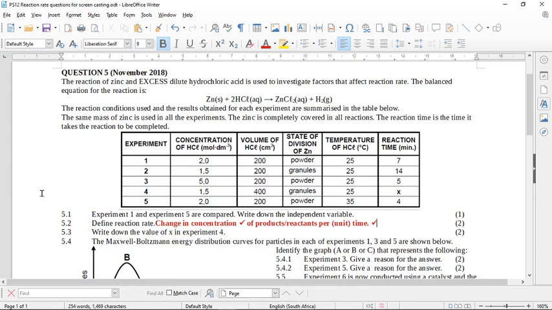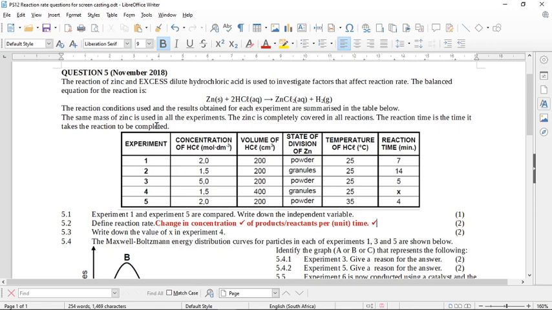Okay, let's look at question 5 from November 2018. This is a reaction rate question. The reaction of zinc and excess dilute hydrochloric acid is used to investigate factors that affect reaction rate. The balanced equation for the reaction is zinc plus 2 hydrochloric acid goes to zinc chloride plus hydrogen gas. The reaction conditions used and the results obtained for each experiment are summarized in the table below.